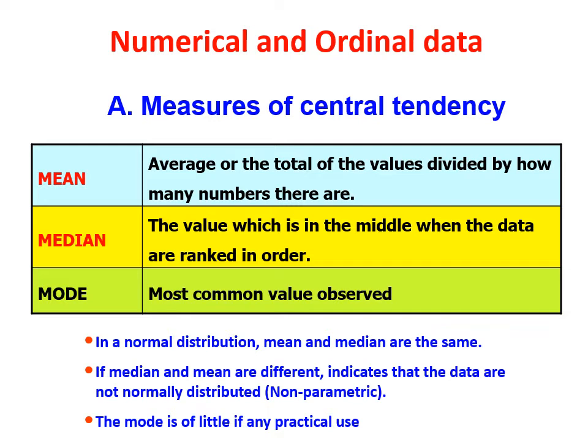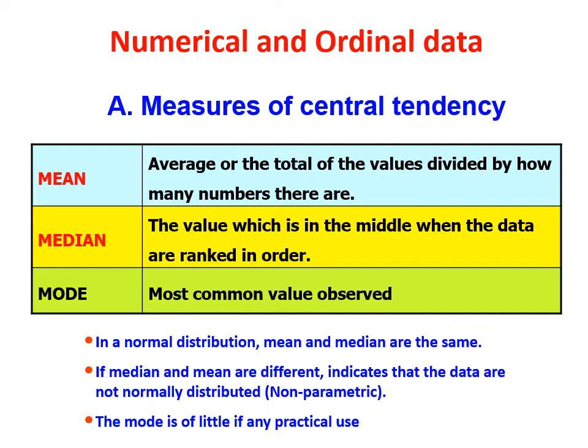What is the meaning of mean? Mean is the average, or the total of the values divided by the number of the values, while median is the value or the number which is present in the middle of the data when we rank it in order.